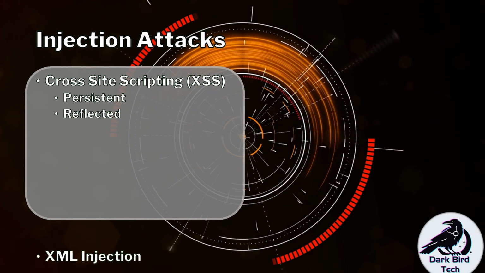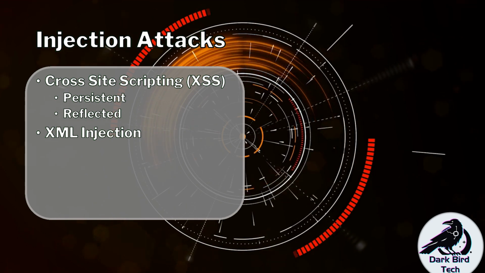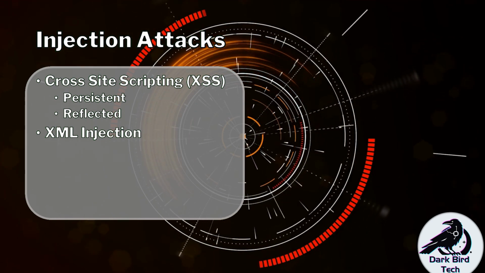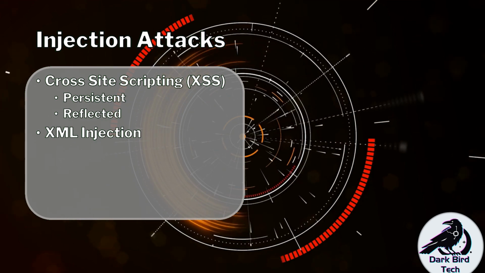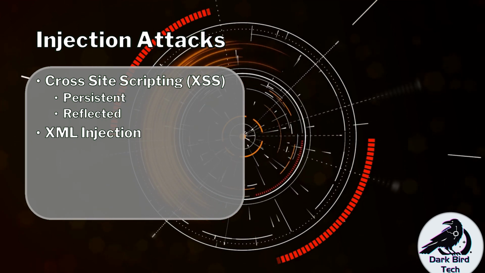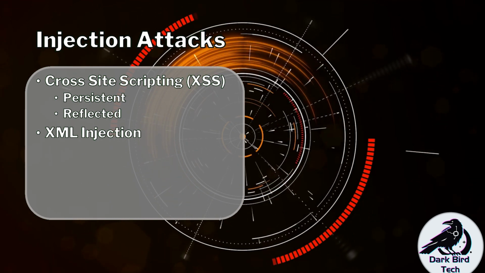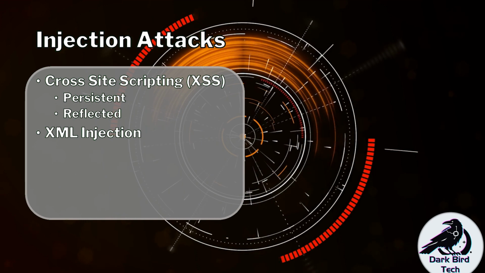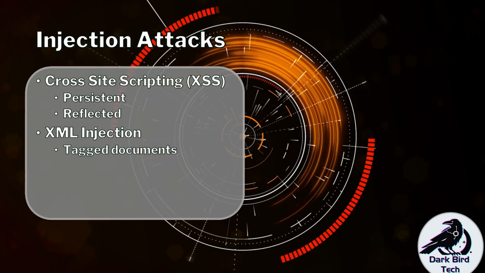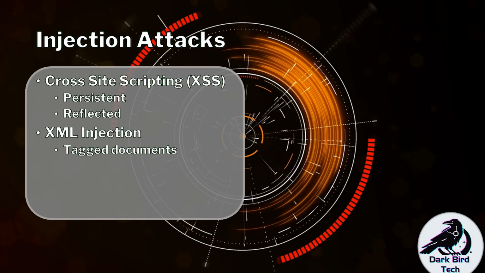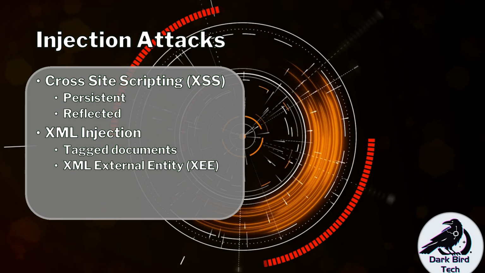The attackers could also try XML injection. With XML injection, the attacker is trying to add malicious XML files to whatever XML-based system is currently in use. As XML is used for so many different things, the possibilities are plentiful. Common techniques, though, include tagged documents with a malicious XML reference, or XXE, XML external entities.